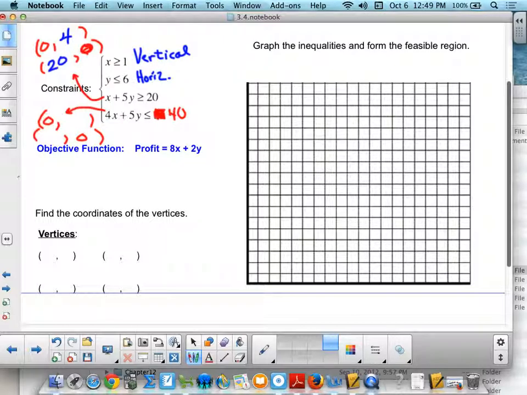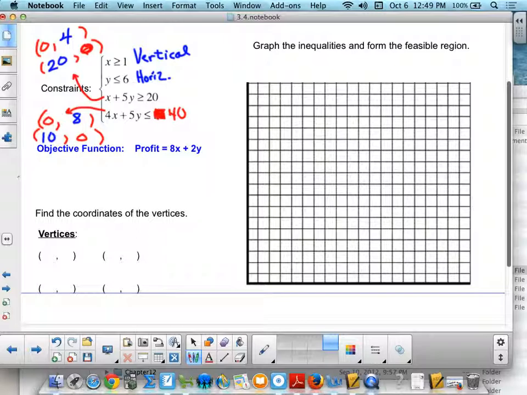Jimmy, do you have it? Hunter, do you have it? 8 and 10. Which one's 8? The top. Okay, 0, 8? Yeah. 0, 8? 10, 0? Is everybody okay?